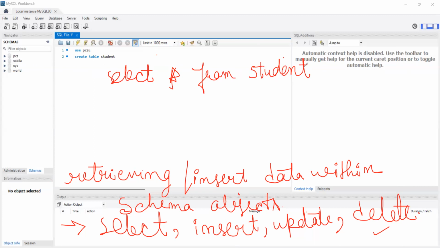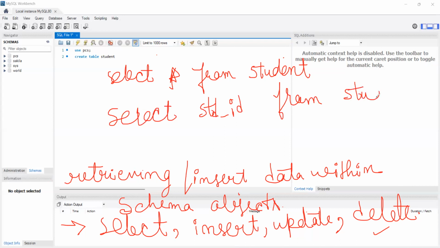And now if you have to fetch a particular column or particular entry, select star from student, where student is the table name. Select ID, or you can say student ID, from the table name student.